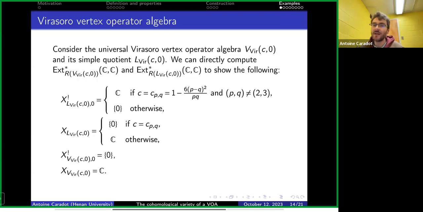Yes, because this p and q encode the representation theory of the Virasoro algebra. And so it always shows up when you look at the Virasoro vertex algebra.